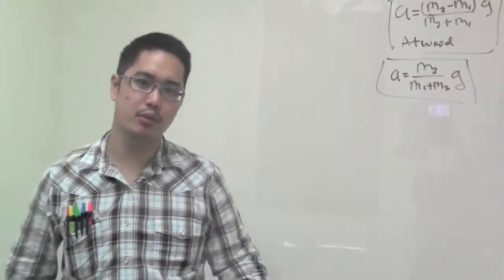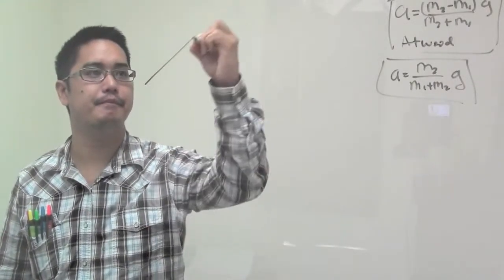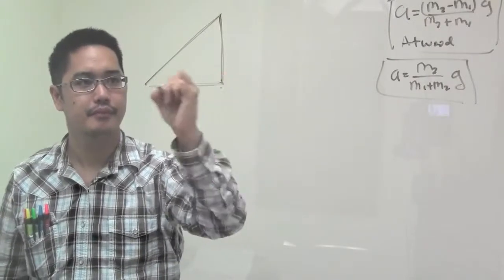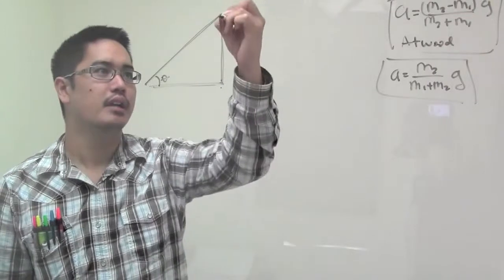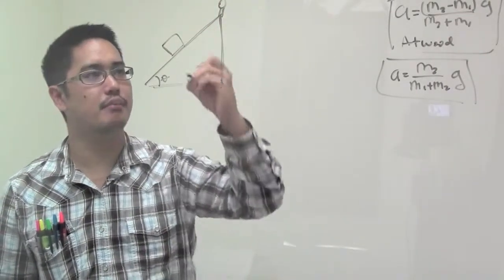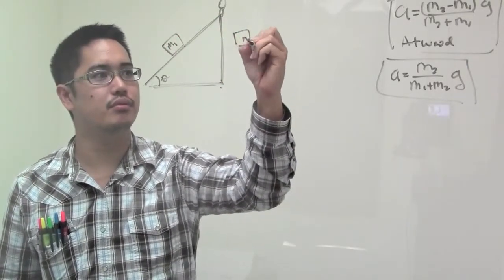What up, dudes? I'm going to be doing one last problem. Here's what we got. It's an inclined plane problem. It's angle theta. Now, this one's kind of a weird one. I'm going to do it kind of on a pulley, and I'm going to put a block here. We'll call this M1. We'll call this block M2.